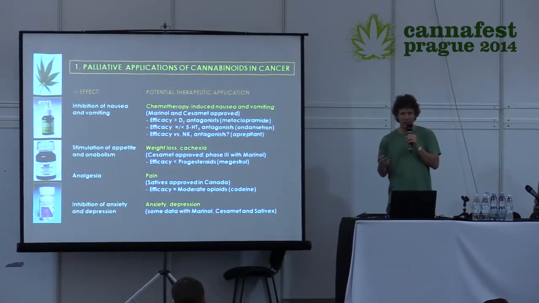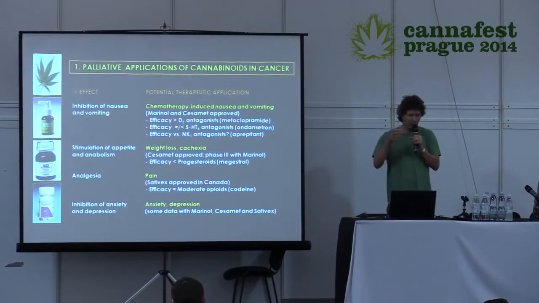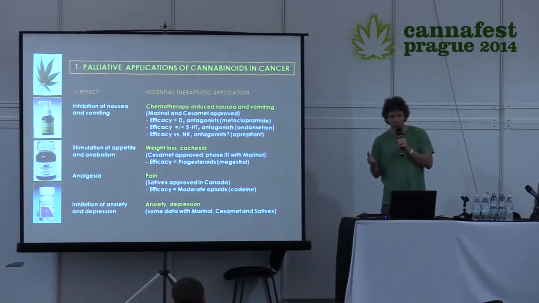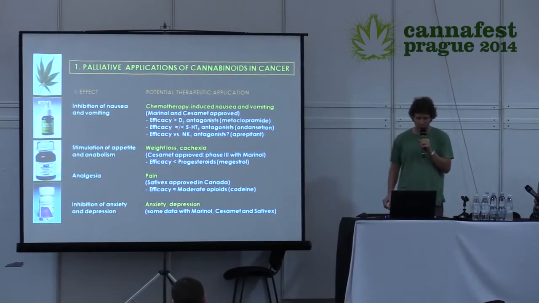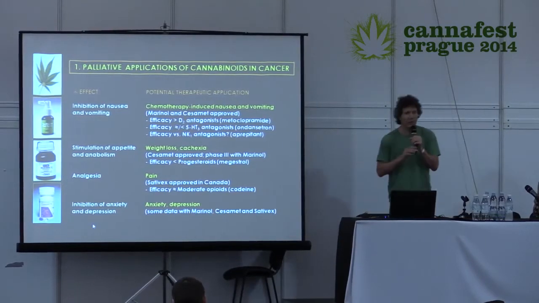There are many different types of pain, and depending on the patient, sometimes it's better to use some kind of ibuprofen or paracetamol, aspirin, etc. Sometimes it's better to use steroids. Sometimes it's better to use opioids, and sometimes, of course, it's better to use cannabinoids. They are more efficient than others in some patients. And the fourth one is how cannabinoids affect mood.